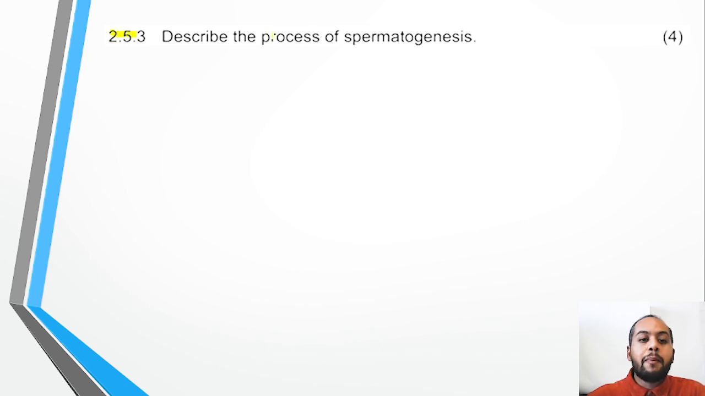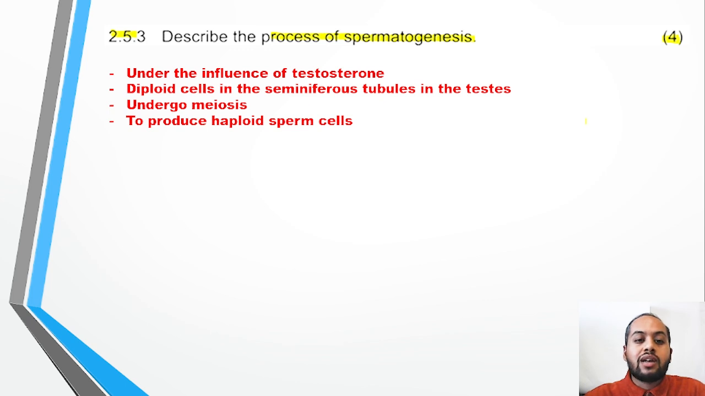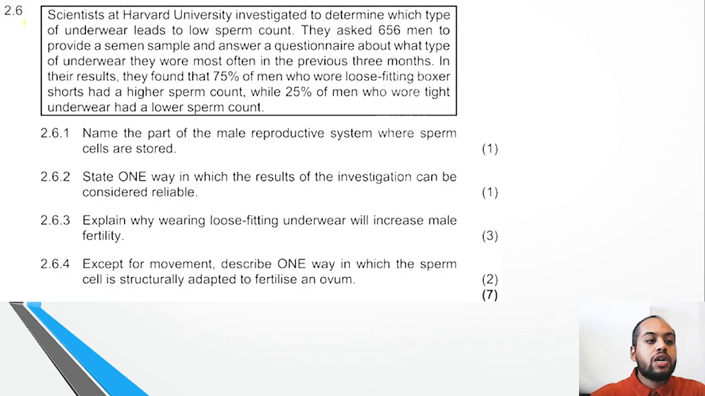2.5.3 says describe the process of spermatogenesis for 4 marks. This is exactly how they could ask you the question. You study it from your exam guidelines, which states that under the influence of testosterone, your diploid cells in the seminiferous tubules of the testes are going to undergo meiosis to produce haploid sperm cells. 4 marks for 2.5.3. Please make sure you are able to describe the process of oogenesis as well, which is the process of gametogenesis in females.